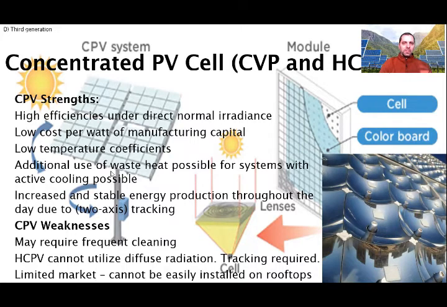CPV weaknesses. They require frequent cleaning. Highly concentrated PV cannot utilize diffuse radiation, so tracking is required. It has a limited market and can only be used in regions with high direct normal irradiance, so Northern Europe is not the best for installing. It cannot be easily installed on rooftops.